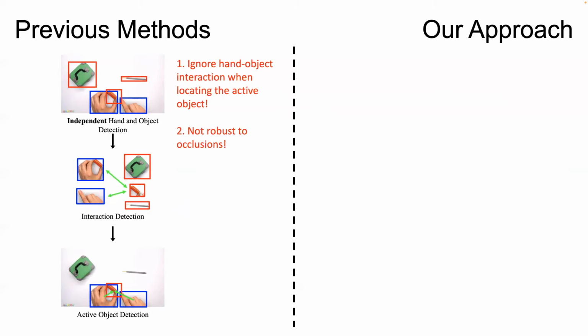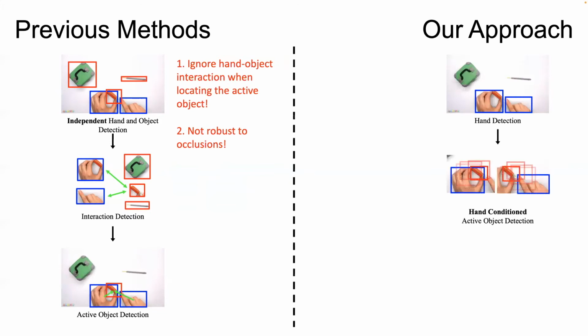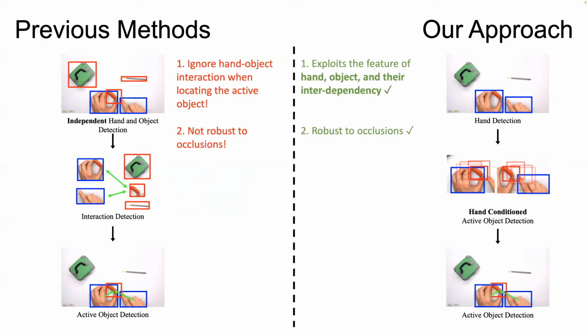Differently, our approach directly detects the active object in a sequential decision-making process dependent on the hand. It fully exploits the feature of the hand, object, and their interdependency, and is designed to be robust to occlusions.